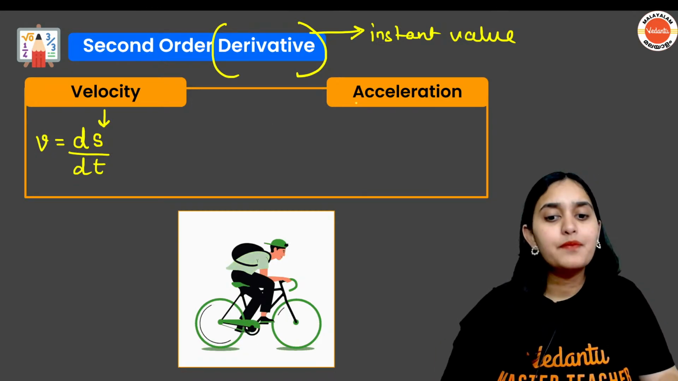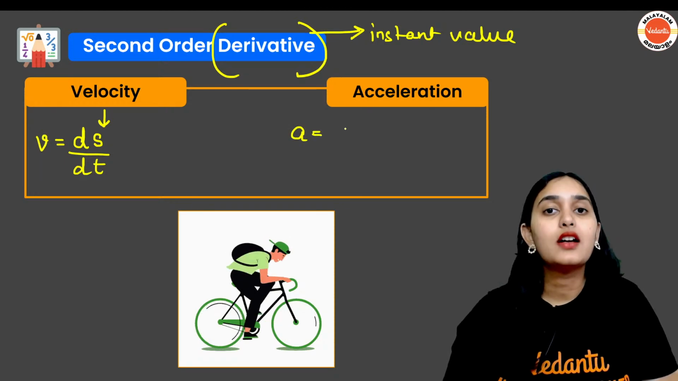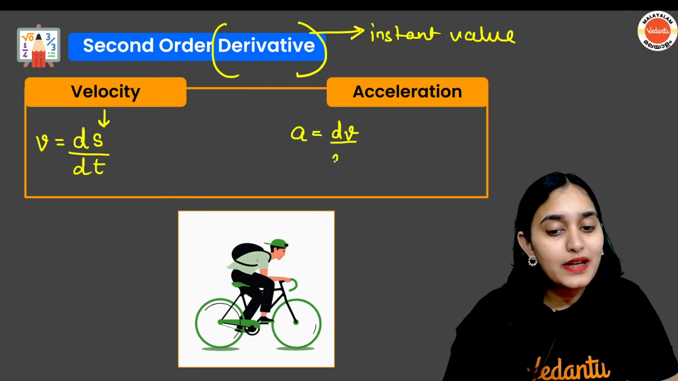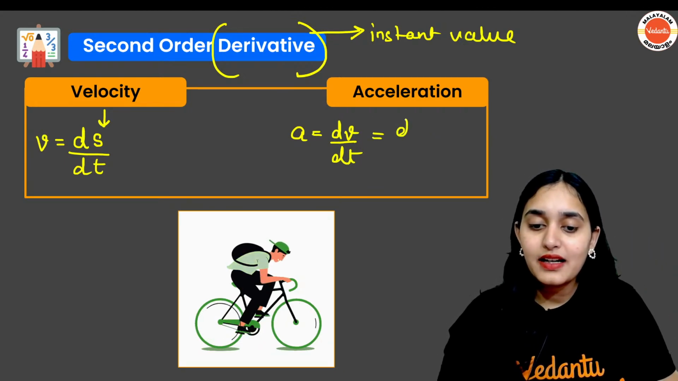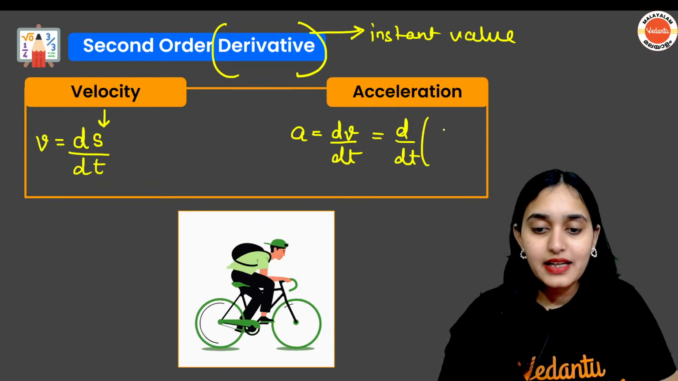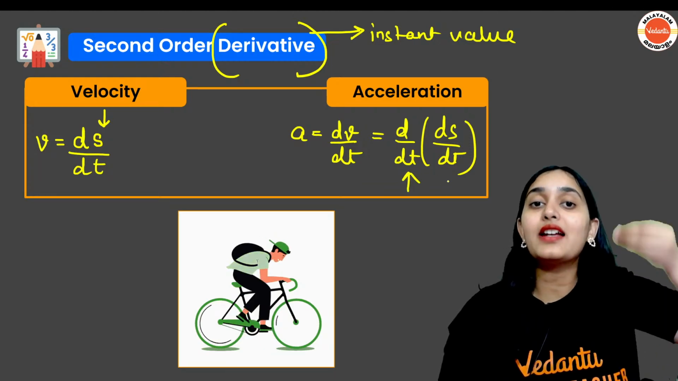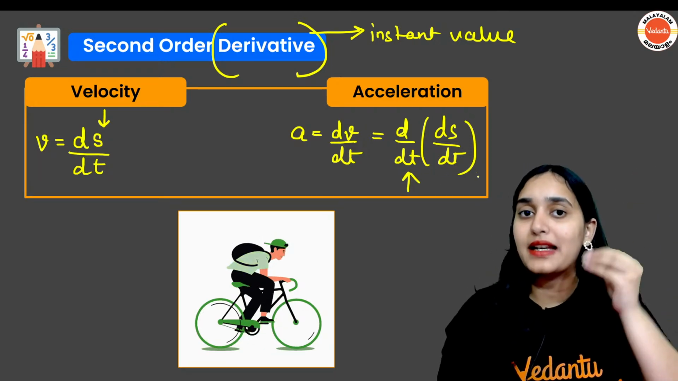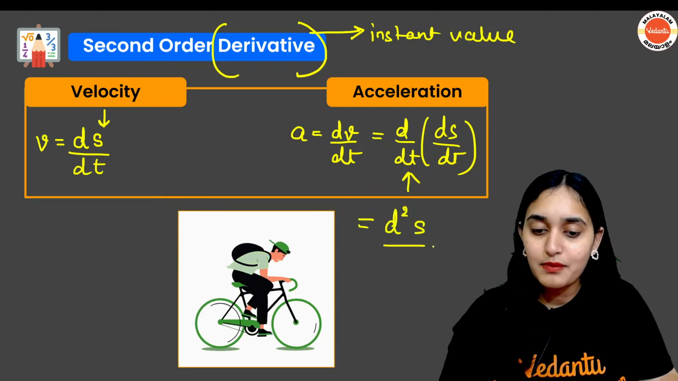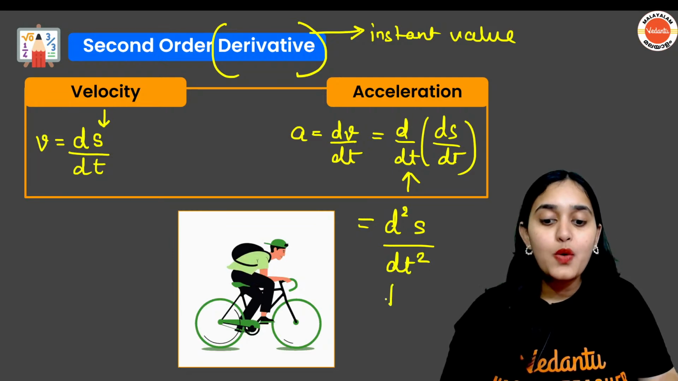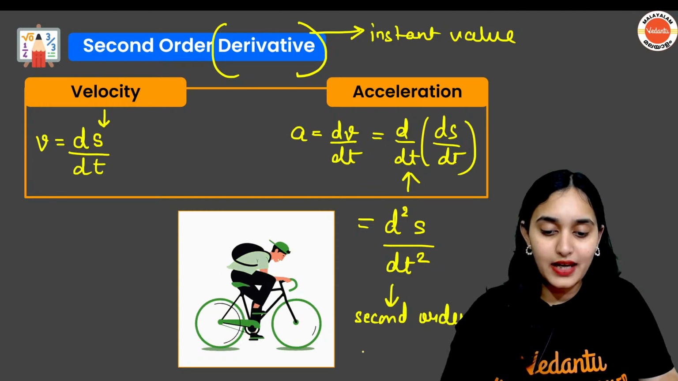Now similarly, what will be acceleration? Acceleration is basically the instantaneous change in the velocity. That means d by dt of ds by dt. So that means I am double differentiating the displacement with respect to time. And this will give me d square s by dt square, which is called as second order derivative.